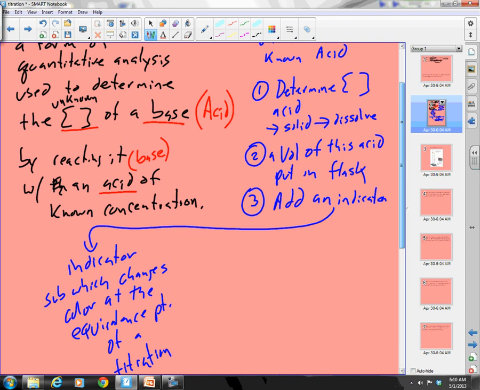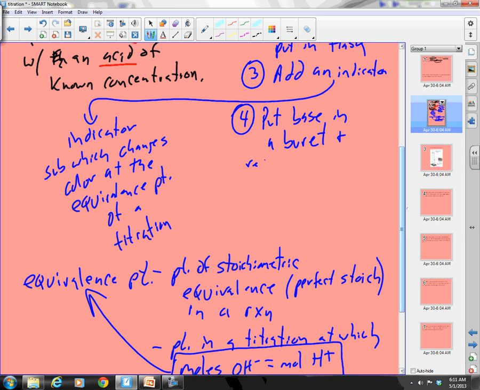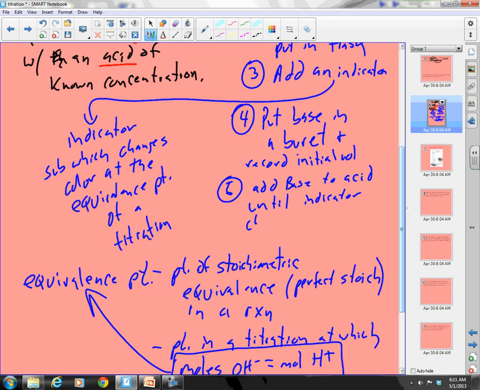Got it? Okay, so back to here. So I add an indicator. What does the indicator do? It changes color when moles of hydroxide equal moles of hydronium. Good. Then what I want to do is we usually put my base in a burette. Now you want to treat the burette properly, but we'll talk about that when the lab comes. Record the initial volume, and then add base to acid until the indicator changes color. And then at step 6, record the final volume.